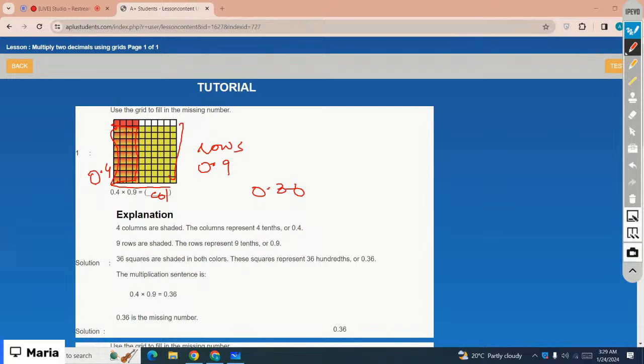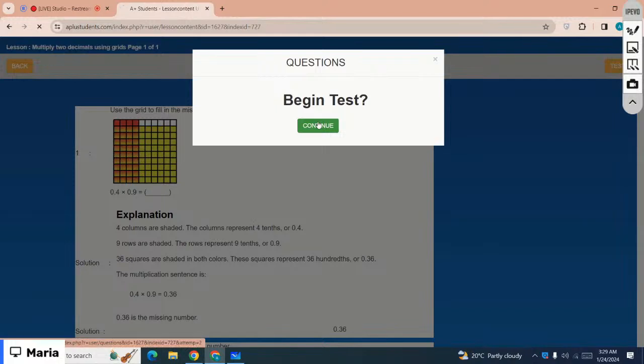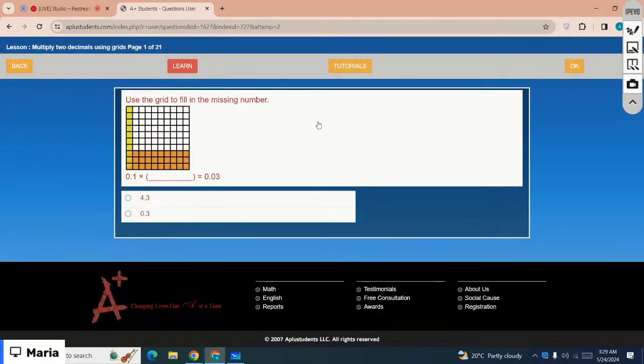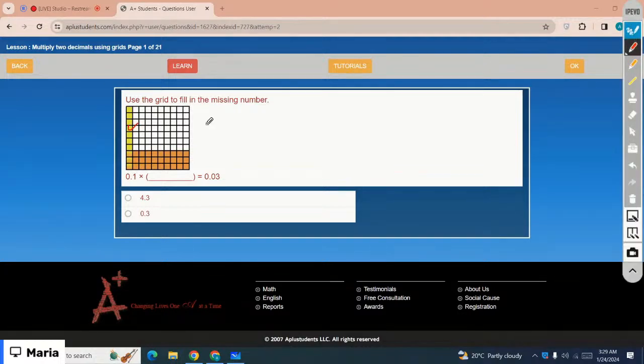You can find the product through grid. That is very easy. Let's just do practice questions. A question I will explain how. Okay. Use the grid to fill in the following number, right? You have 0.1 and you have to find the other number, right? So this line represents 0.1, right? Out of 100, only one line is colored, right? Now you can see here 1, 2, and 3. Three lines are covered. That means the missing number is 0.3. The correct option is 0.3, and the product is the one that has both the colors, just this one. Got it?